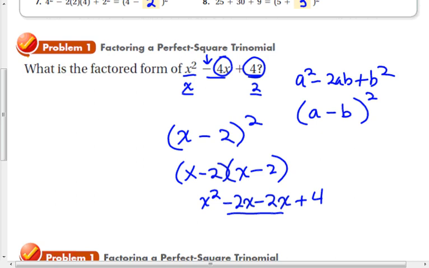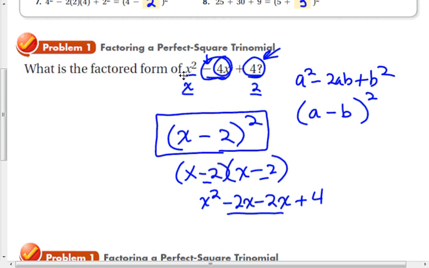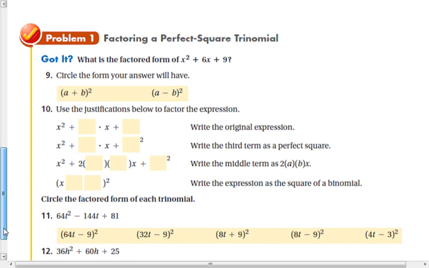Now you could factor this the normal way, where you look for two numbers that have a product of positive 4 and a sum of negative 4, and that of course is going to be minus 2 and minus 2. Then you could just write it this way as your final answer. All right, you try that.